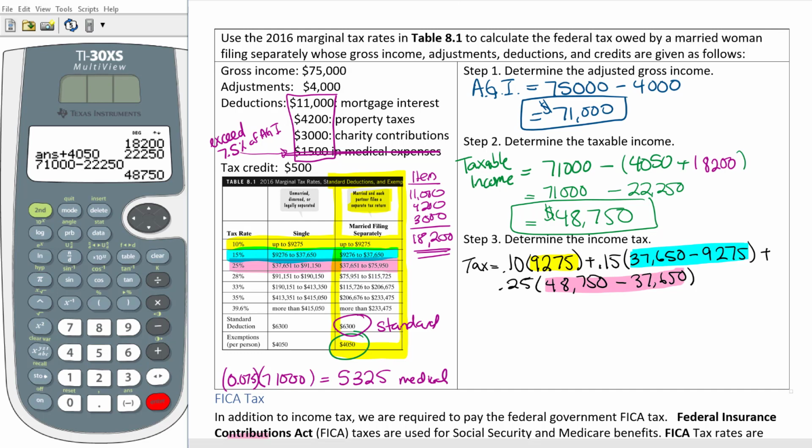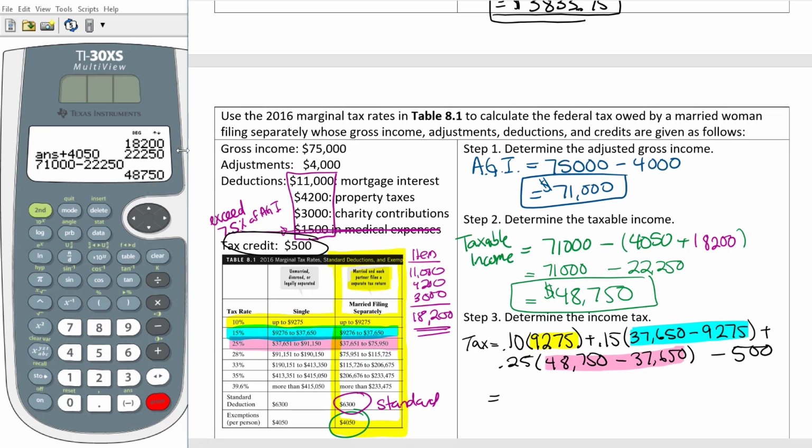Now, after that, if there's any tax credits, which in this case there was a tax credit of $500, I just get to subtract that $500 straight off the bottom at the end. So I'm going to actually try to calculate this.